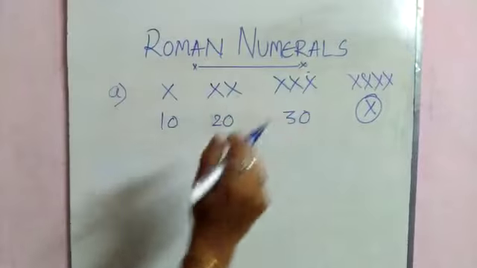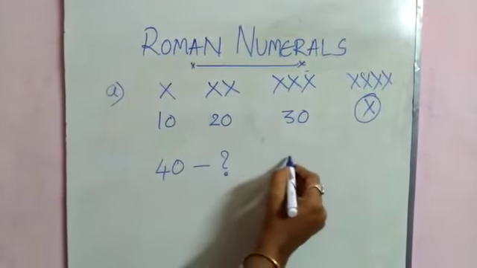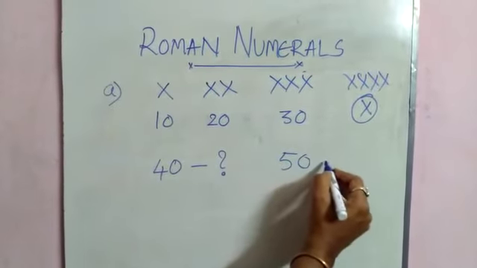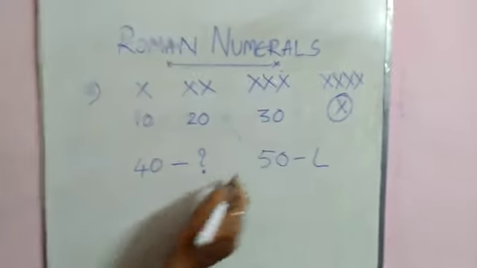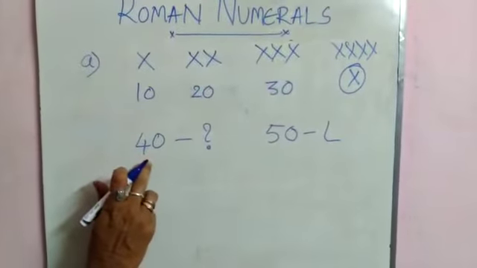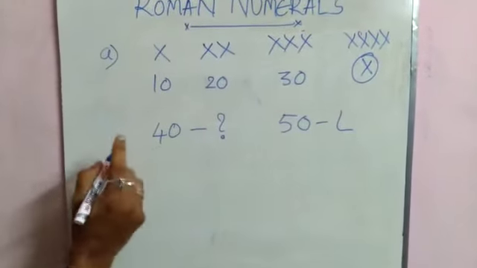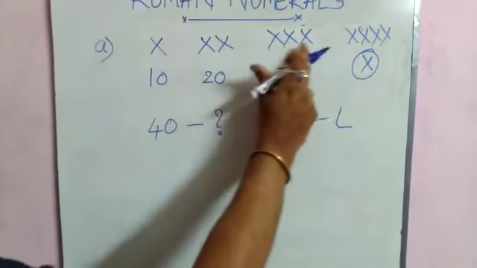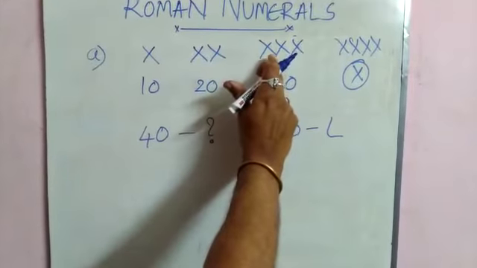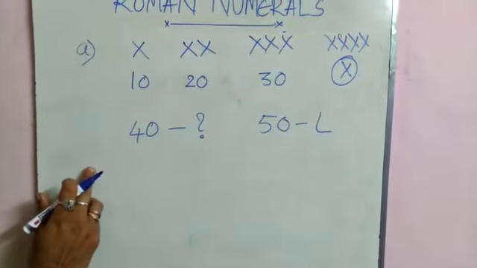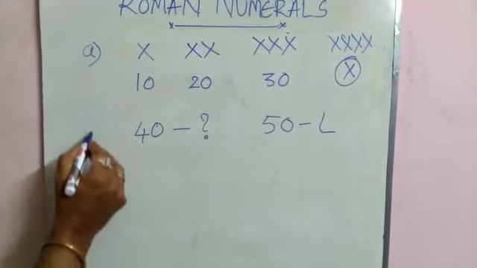Then how to write 40 now? Think about this. And 50 we have already given. What is the letter for 50? Roman letter L. That means now you have to tell me what is the Roman letter for 40. Okay, and that is the rule. Any symbol will repeat a maximum of 3 times. No symbol will repeat more than 3 times.